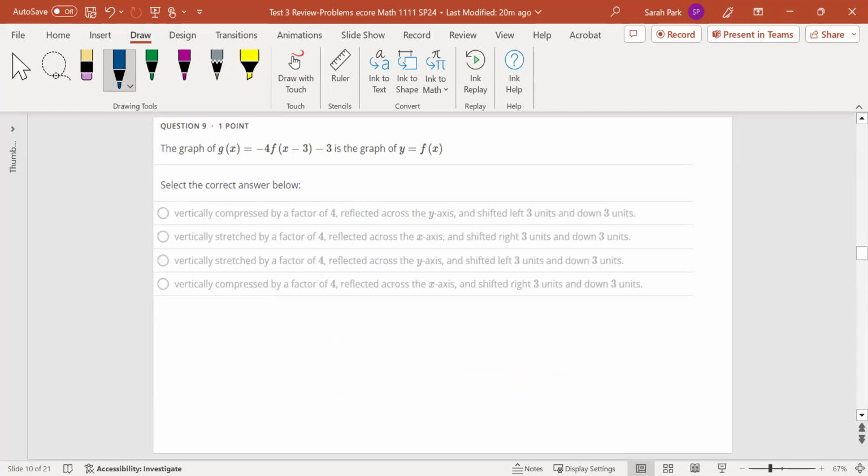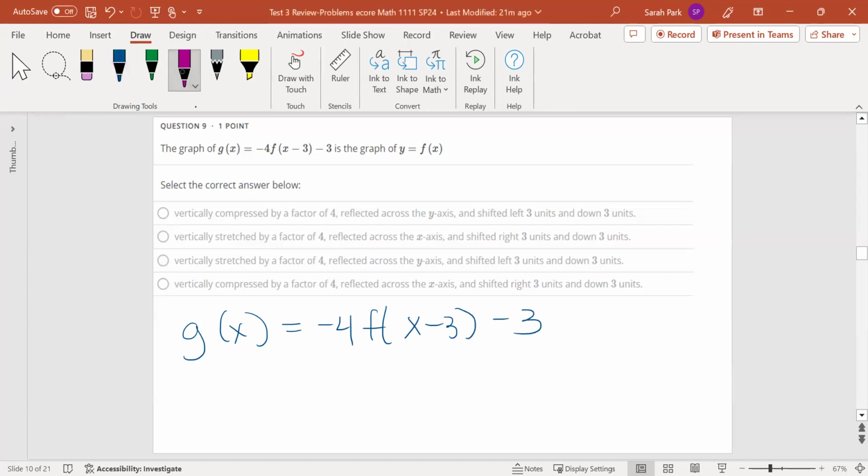Okay, number 9, the graph of g of x is equal to negative 4 f of x minus 3, minus 3, where f of x is the graph given. We want to look at what the transformations are. Let me just rewrite this again.